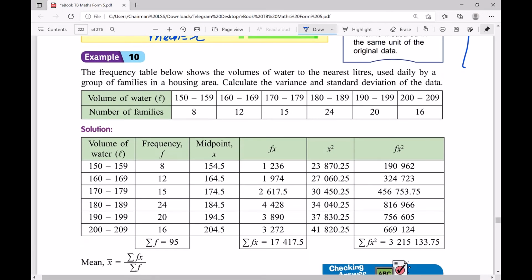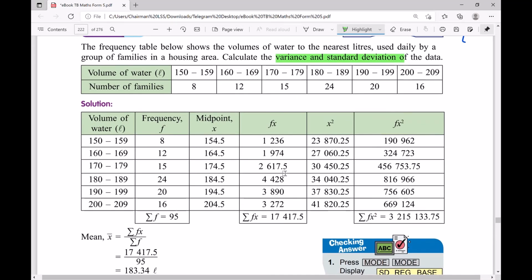We look at example 10. Example 10, you have this frequency table. You are asked to calculate the variance and the standard deviation. Okay, formula you know up there, already given to you. In the exam also, the formula will be given. So you know that you have to find your mean first, right?